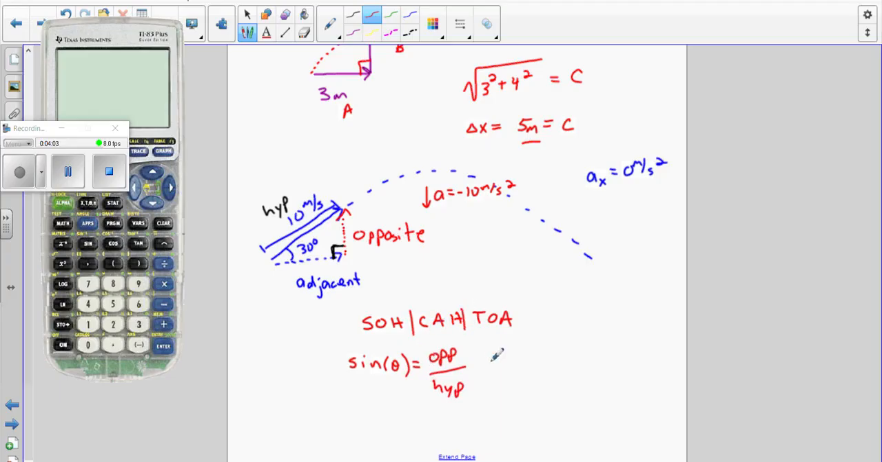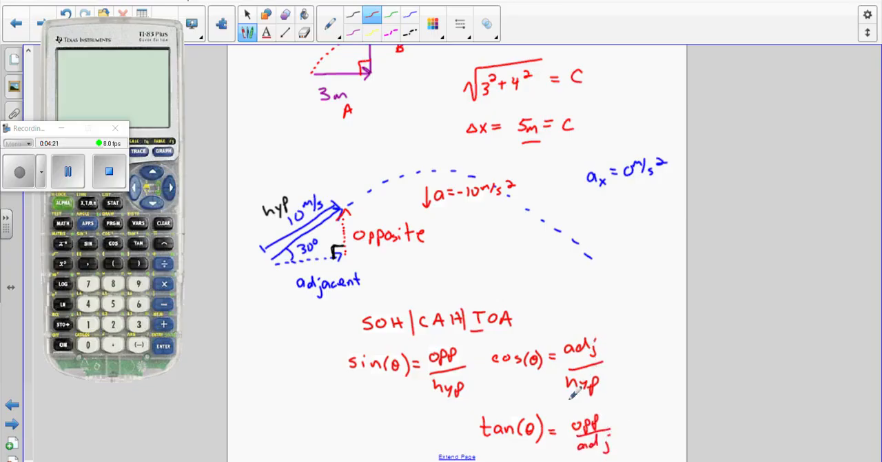The cosine of an angle, so the CAH, the cosine of an angle theta is related to the ratio of the adjacent and the hypotenuse. And lastly, TOA, the tangent of an angle theta, is related to the ratio of the opposite and the adjacent side.